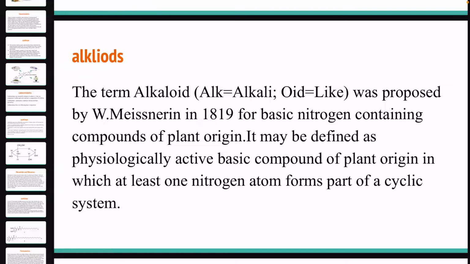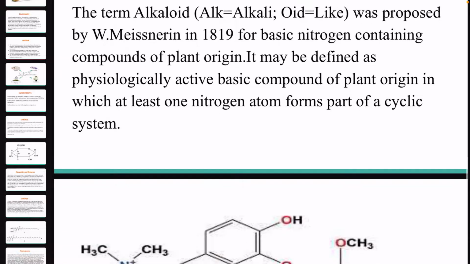Alkaloid was named in 1819 for a basic nitrogen-containing compound of plant origin. It may be defined as a physiologically active basic compound of plants in which at least one nitrogen atom forms a part of a cyclic system.